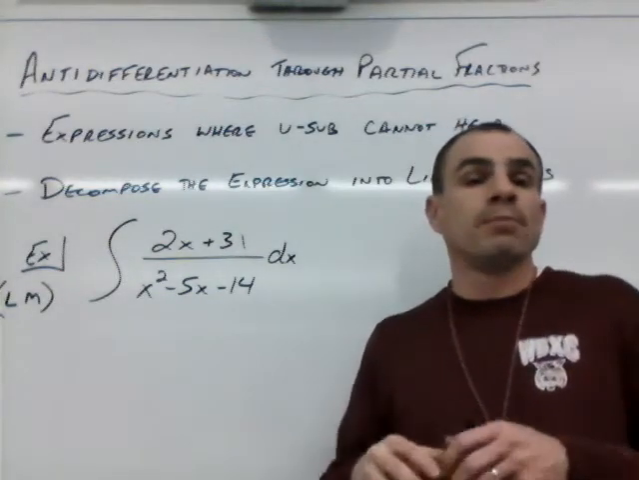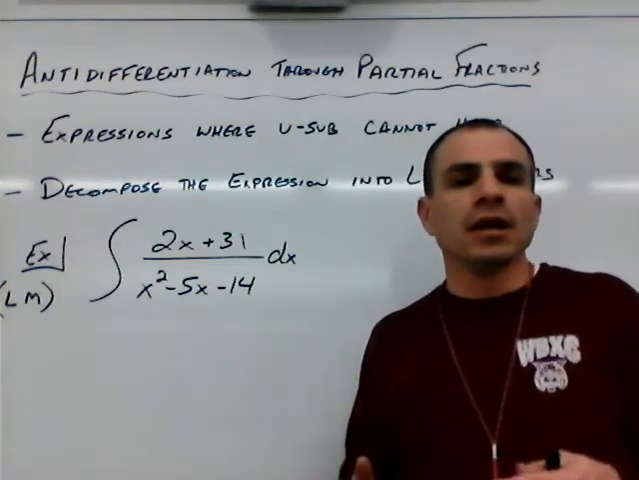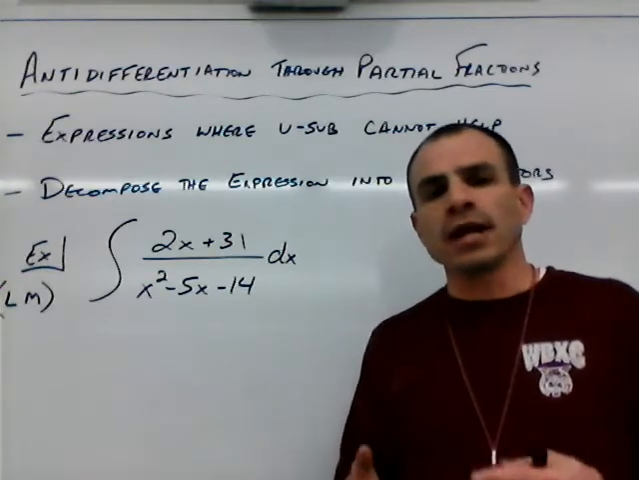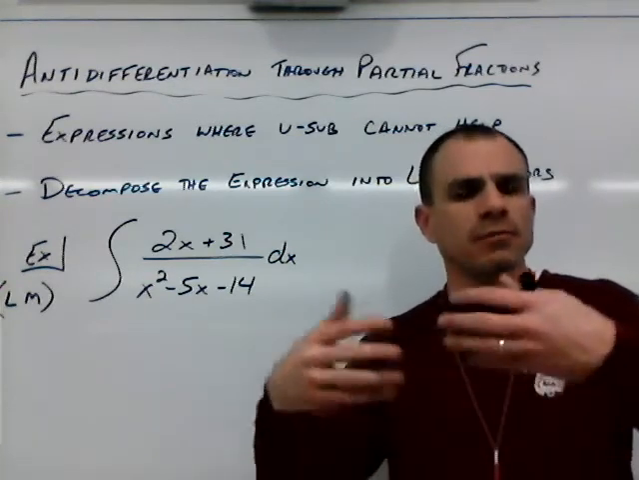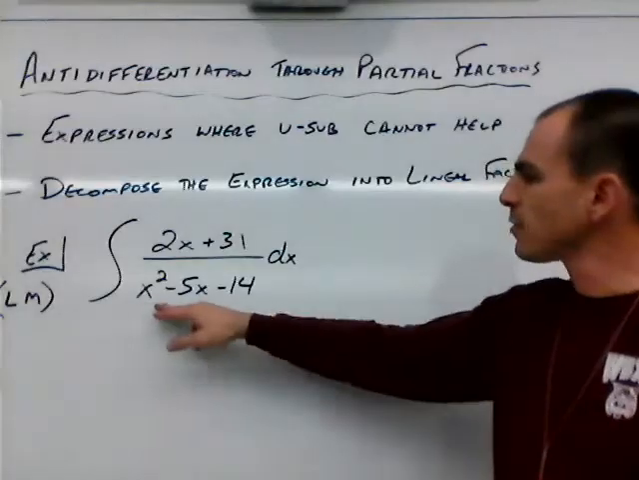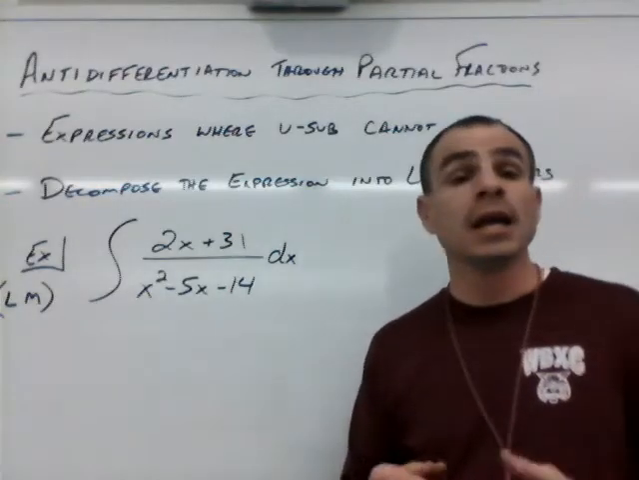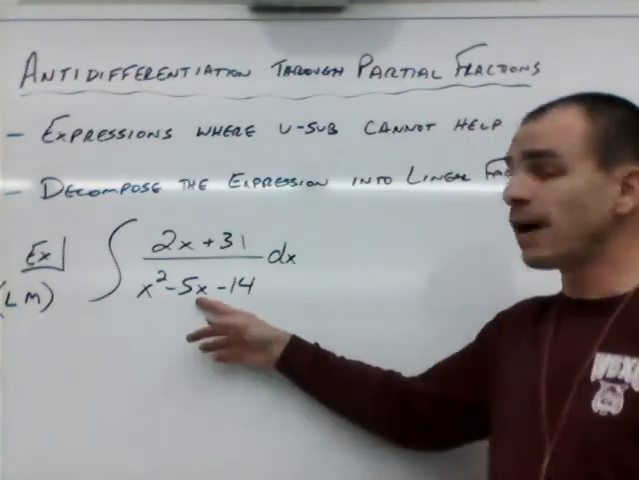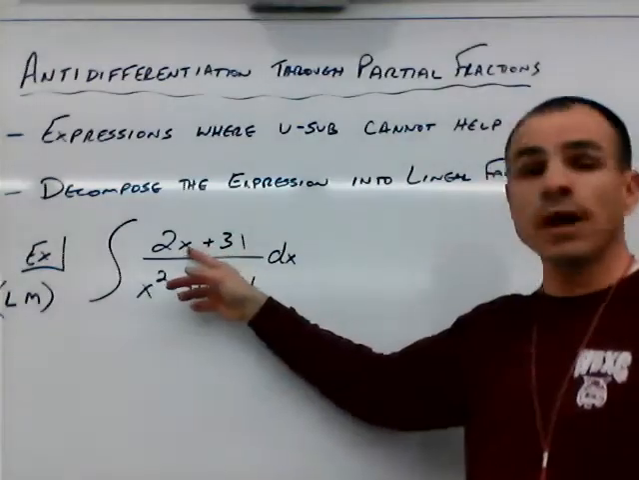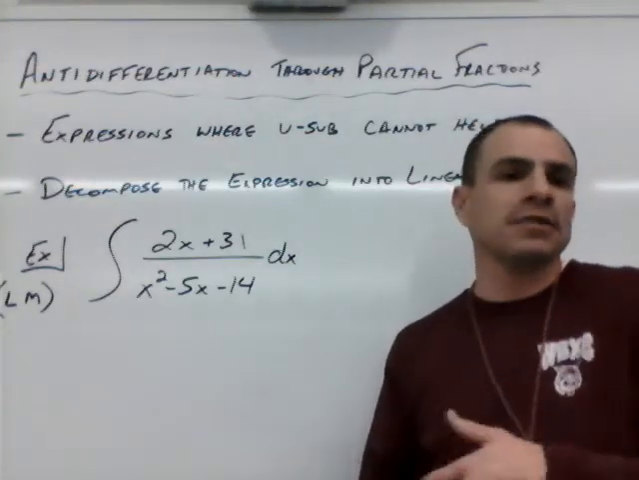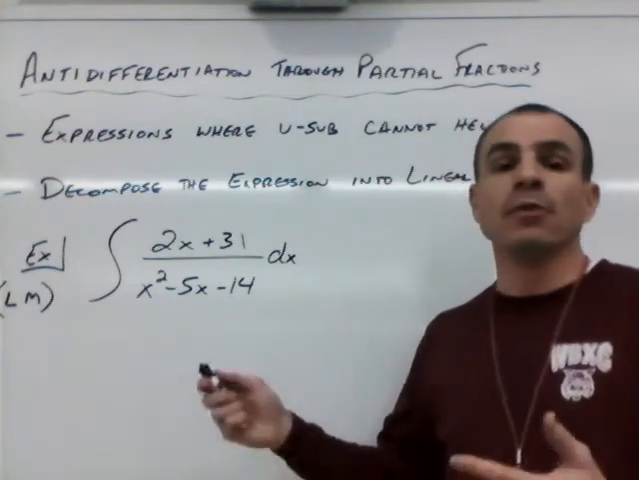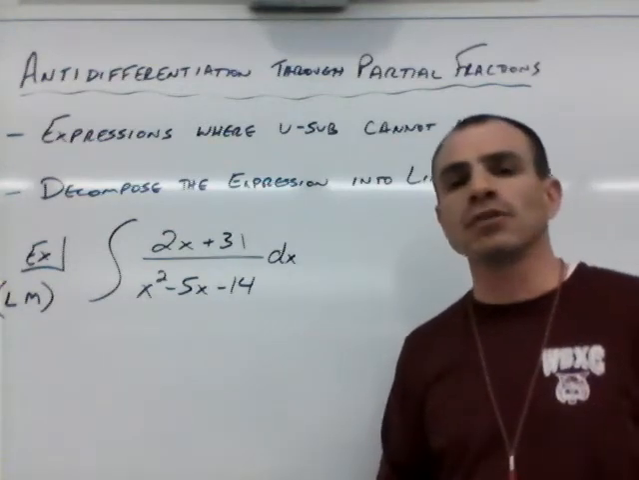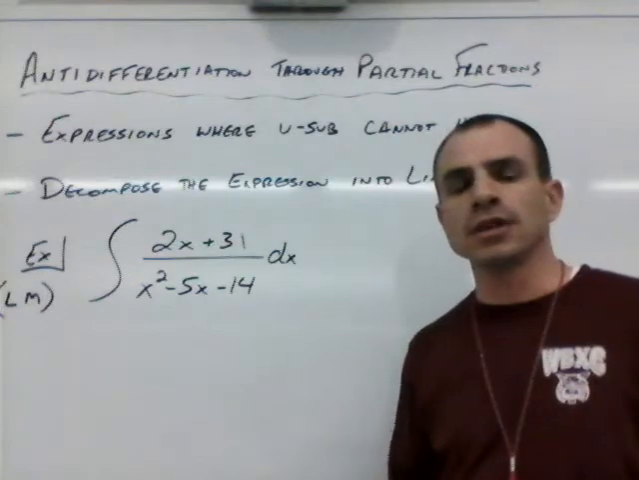Now, with just U substitution, initially our brains might look at this and say, okay, can we use the natural log here with our antiderivative? We see that we have x squared minus 5x minus 14 in the denominator. The derivative of that is 2x minus 5, and unfortunately we have a 2x, we don't have the minus 5. And we can't just subtract 36 from the numerator only. It doesn't work that way. So we can't use the U substitution here, right?